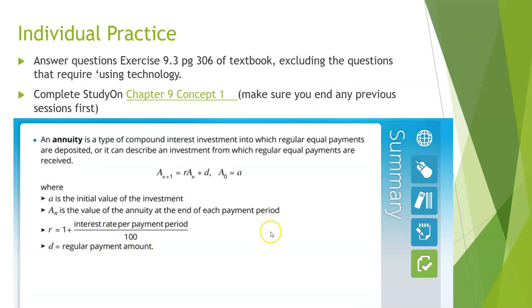I want you to copy down the summary and how do we know where to go. Remember, we're looking for this green icon with the tick sign to start those questions. So I want you to pause the video now, answer these questions from your textbook, go to study on and answer the questions. So pause the video now.